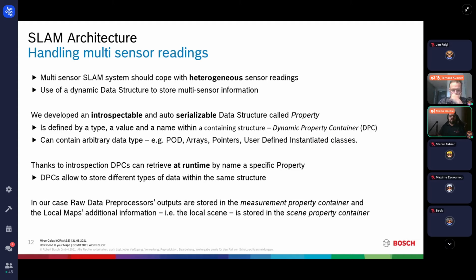So what we saw until now is a generic SLAM system architecture. And now we focus more on the multi-sensor aspect and the way we implemented it in our framework. First of all, we carefully designed a suitable data structure to efficiently store and query multi-sensor data. We achieve this by implementing an introspectable and serializable data structure called property in C++, which can contain an arbitrary data type and is collected by a dynamic property container. The power of this tool is that thanks to the native introspection, dynamic property containers are able to retrieve a specific property at runtime just using the property name. We exploit this flexible data structure, for example, for multiple queues in the raw data preprocessor or to store different layers of a local map.